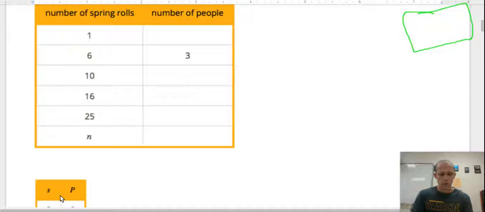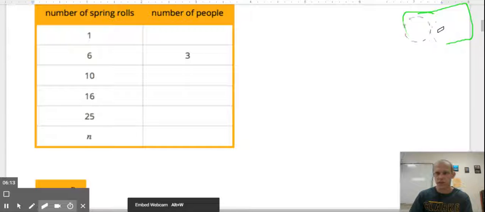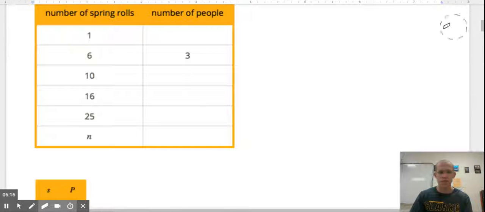Okay, so here we have some spring rolls. Let me erase this box over here. And the number of people. So we are going to fill out the table first. For our table, we know that 6 spring rolls is only going to feed 3 people because spring rolls are really, really good. So if I look at the constant of proportionality, or the proportion, sorry, that's going to come out to be 1/2.